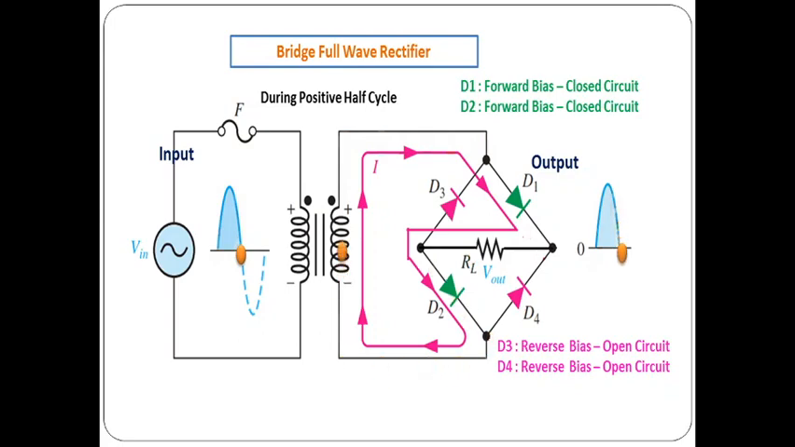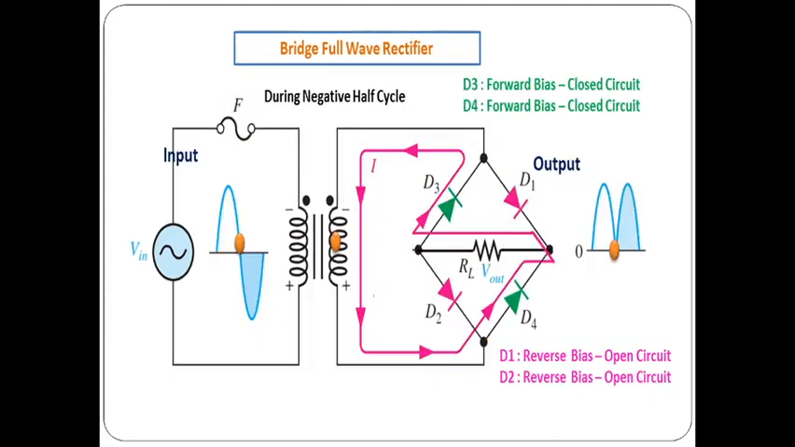In this duration, diodes D3 and D4 both are in reverse bias. When you are applying the negative half cycle to the bridge full wave rectifier, diodes D3 and D4 both are in forward bias and diodes D1 and D2 are in reverse bias. So whatever we applied in the negative half cycle will be inverted and appear at the output. Clear? So here current passes through D4 and D3. So D1 and D2 are open circuited.